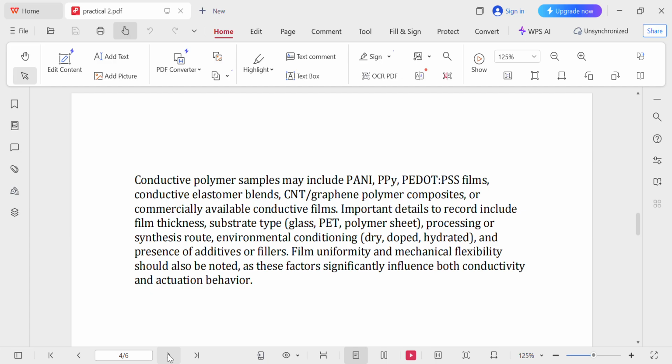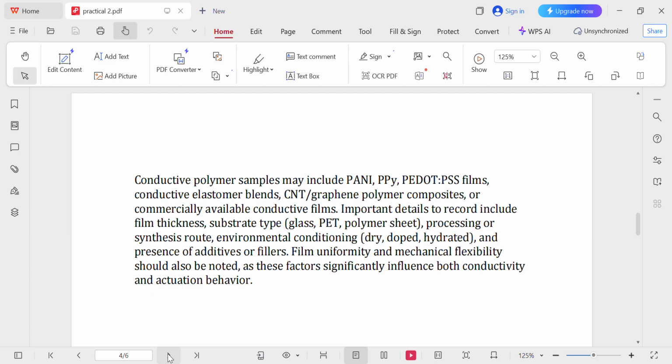Conductive polymer samples may include polyaniline, polypyrrole, and PEDOT:PSS films, conductive elastomers, bands, graphene polymer composites, or commercially available conductive films. Means the conductive polymer samples used in the study can be materials like polyaniline, polypyrrole, rubber-like conductive polymers, polymers mixed with carbon nanotubes or graphene, or ready-made conductive films.